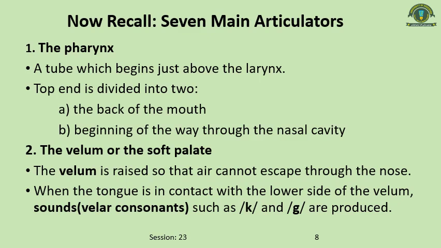But it's very important that the second main articulator is the velum or the soft palate. Are you getting my point? It plays a role to produce sounds like k and g. You can just say these sounds after me and you can feel the role the soft palate plays in the production of sounds like k and g.